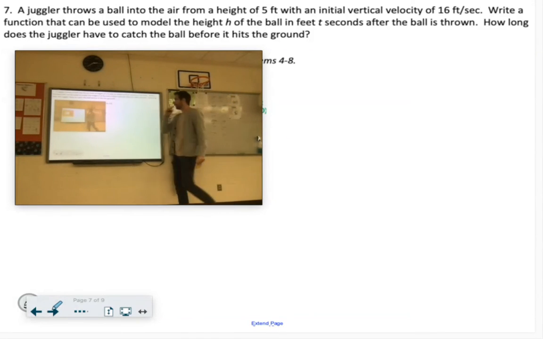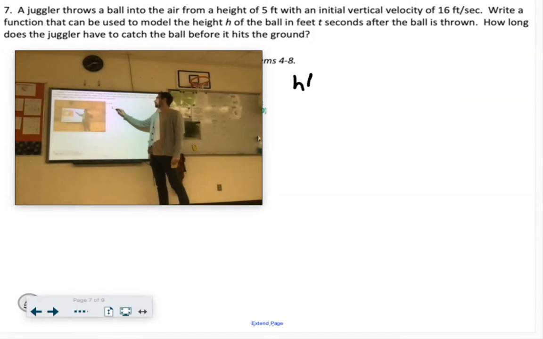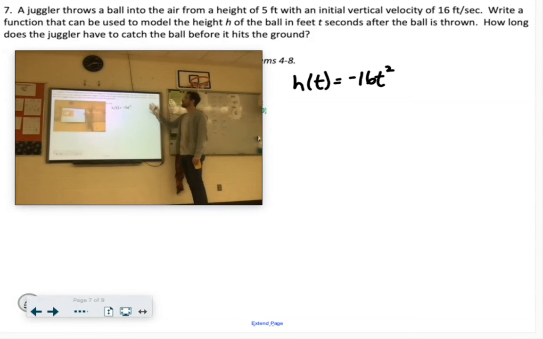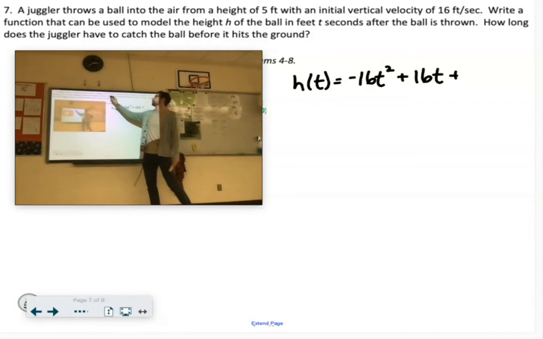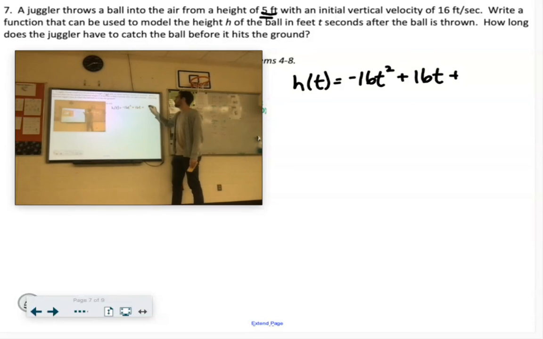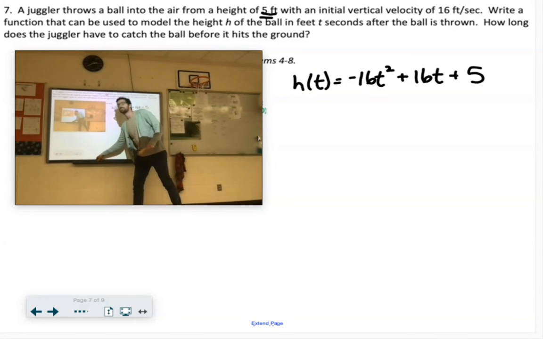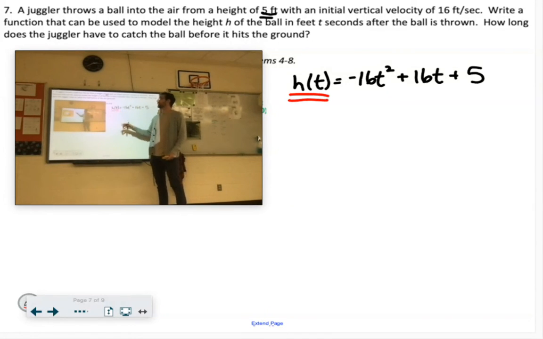So if we were setting up that h of t function, remember it's always negative 16 times t squared with these. The velocity is 16 feet per second, so that becomes our b. Plus 16t plus our starting height, and it said we were starting from a height of 5 feet. Here's our general formula for this situation. Now we want to know when it's going to be hitting the ground again. When the height equals 0.